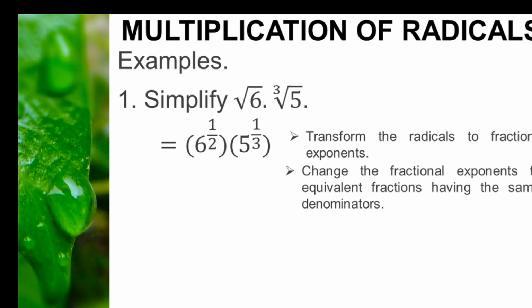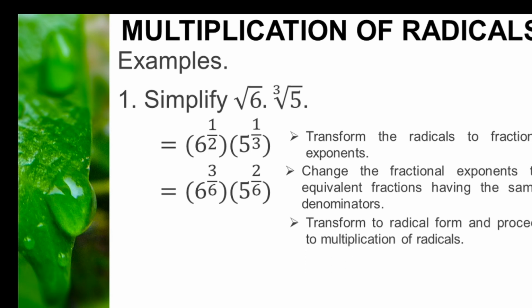So we change the fractional exponents to equivalent fractions having the same denominators. So the least common denominator of 1/2 and 1/3 is 6. So therefore, we have 6 raised to 3/6. So 1/2 is transformed to 3/6, while 5 raised to 1/3 is transformed as 5 raised to 2/6.